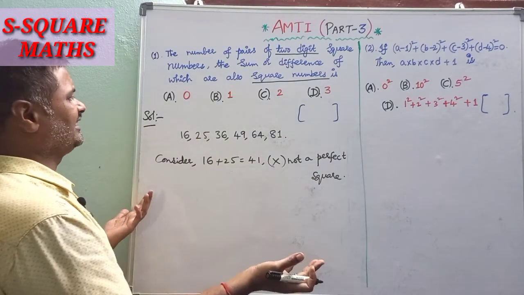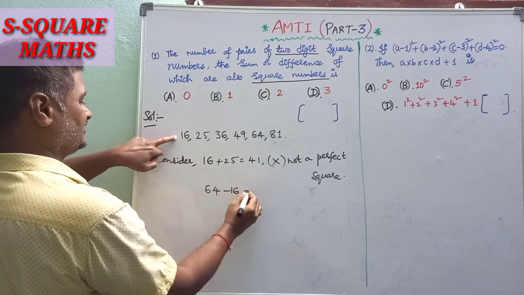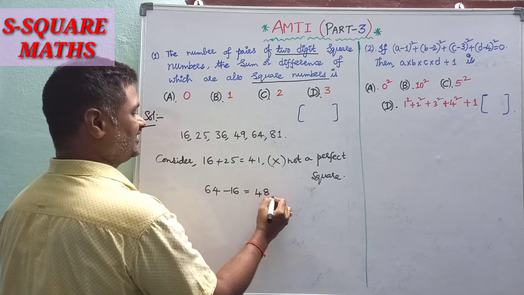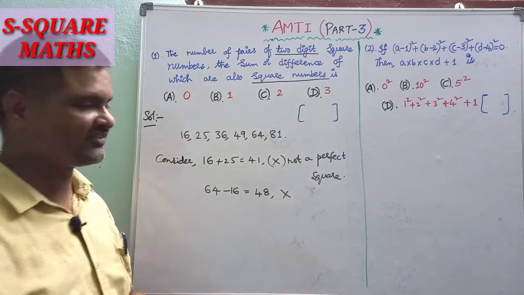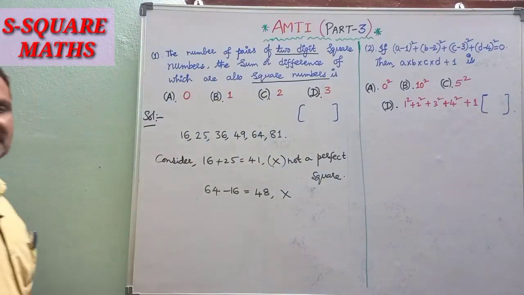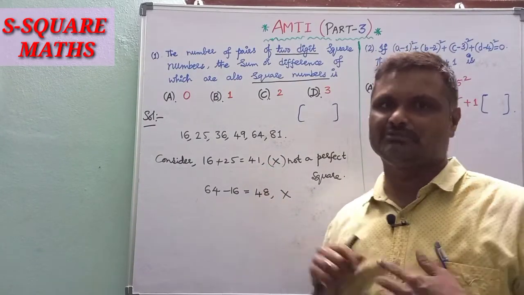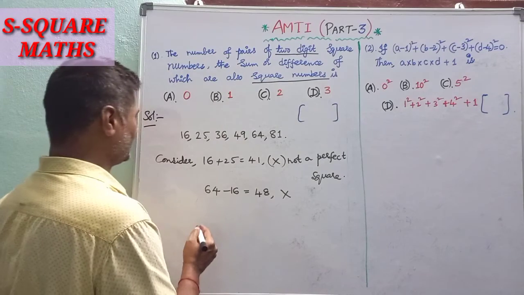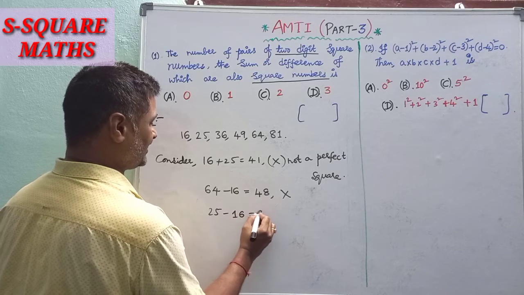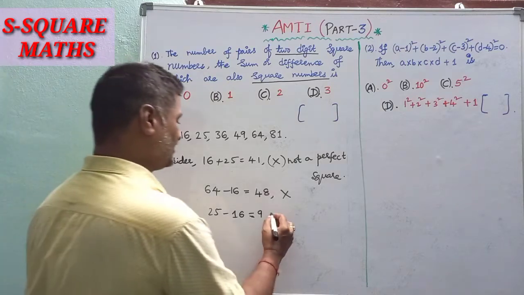Next you can take any numbers. So let us consider now 64 minus 16. Okay, 64 minus 16 is nothing but 48. Again not a perfect square, not a square number. So like this you consider various sums or differences. Finally it should yield a square number. Okay, so now next consider 25 minus 16, which gives you 9. Okay, 9 is a perfect square here.